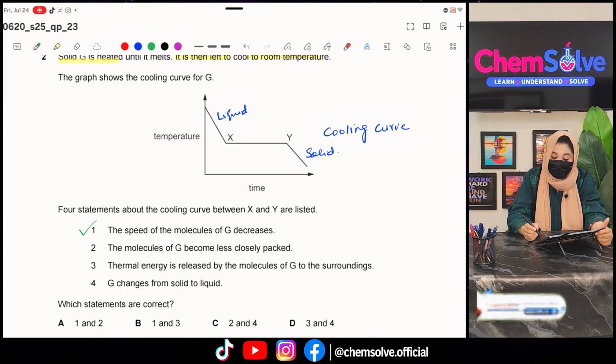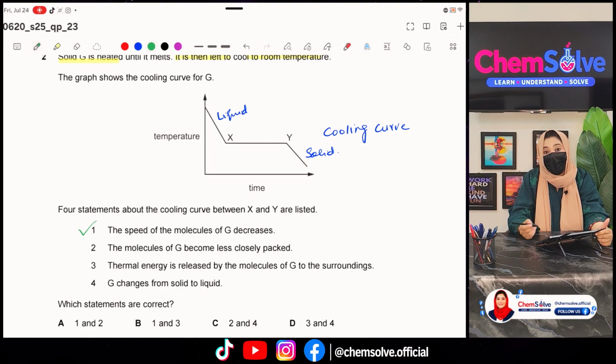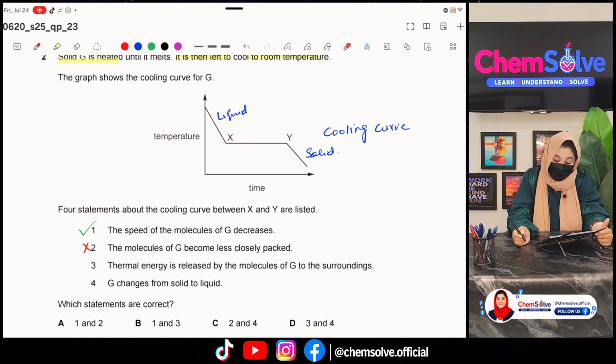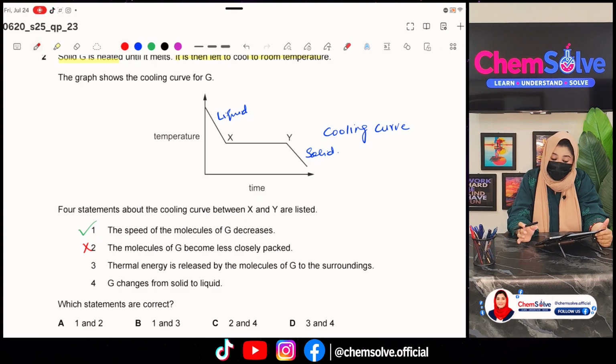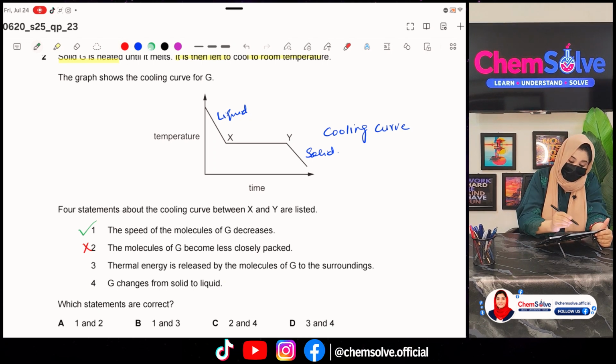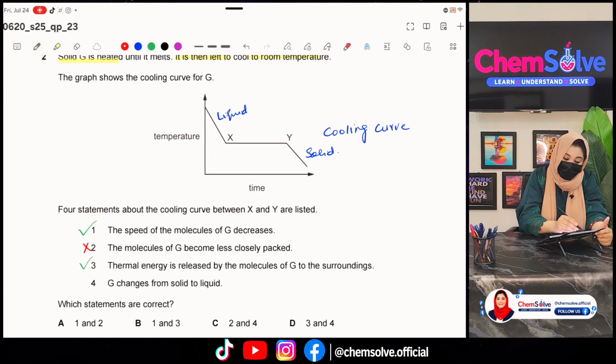The molecules of G become less closely packed. Molecules are more closely packed when they are converted into solid. So this is the wrong statement. Thermal energy is released by the molecules of G to the surroundings. In liquid, the molecules are further away and moving, so they have a lot of kinetic energy. But in solid, there is only vibrational motion and particles are closer to each other. So when they come closer, their kinetic energy decreases and the extra heat is released to the surroundings. So this is the correct statement as well.